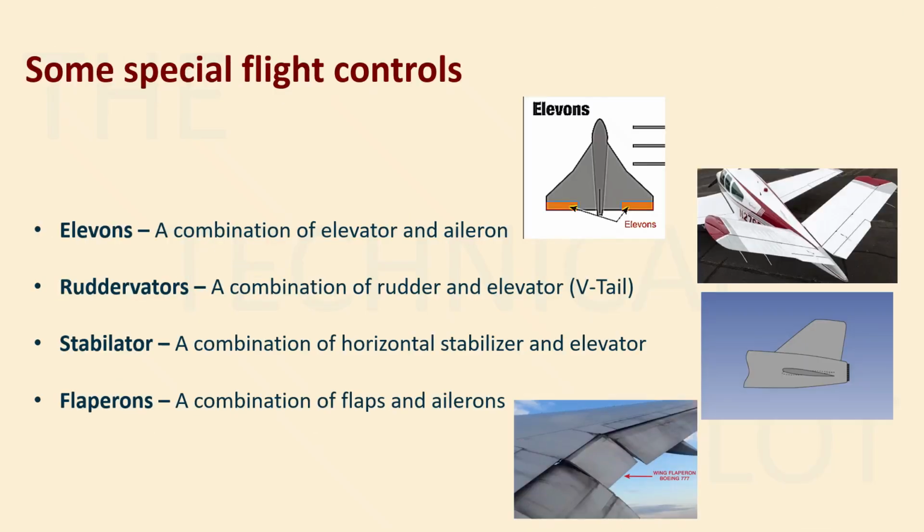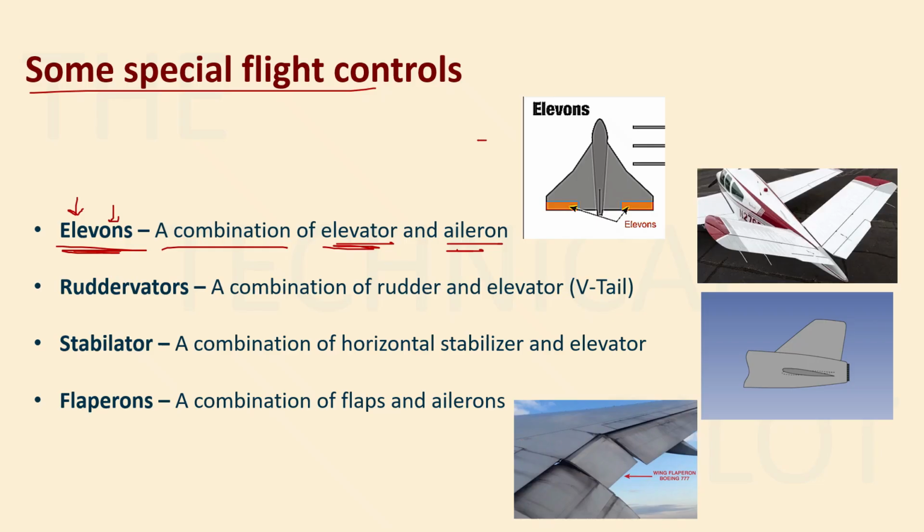Then we have some special flight controls. So what are these special flight controls? We have elevons. What are elevons? Elevons are a combination of elevator and aileron. You don't have to mug up any of these. They literally make sense. Elevons, so elevator and ailerons, elevons, right? So it is a combination of elevator and aileron.